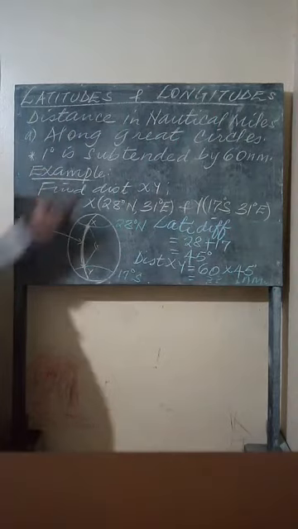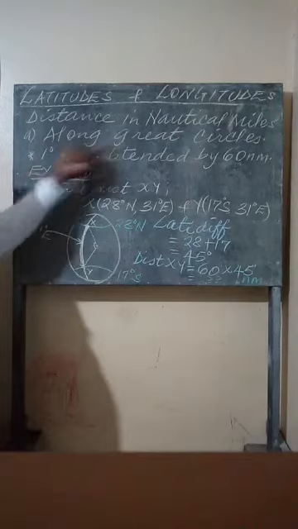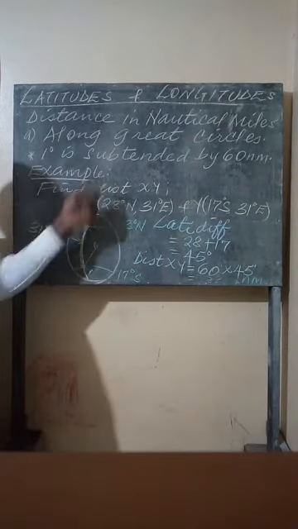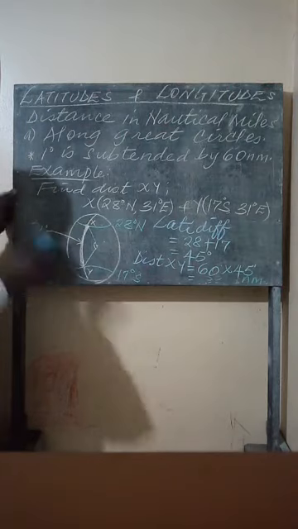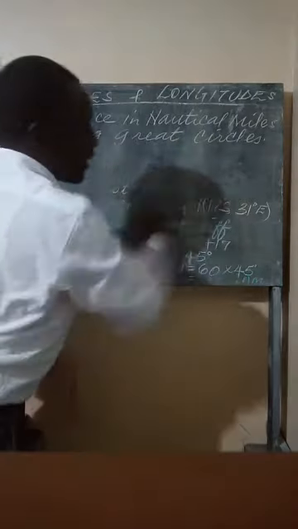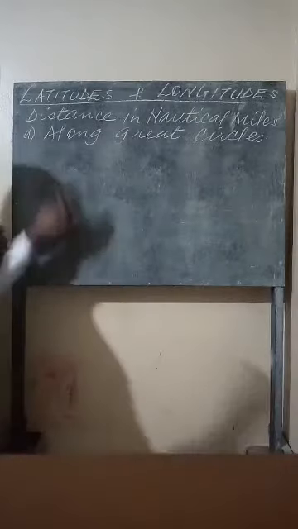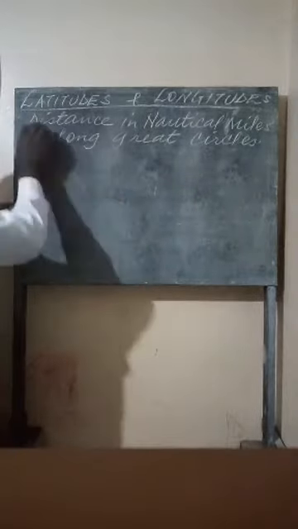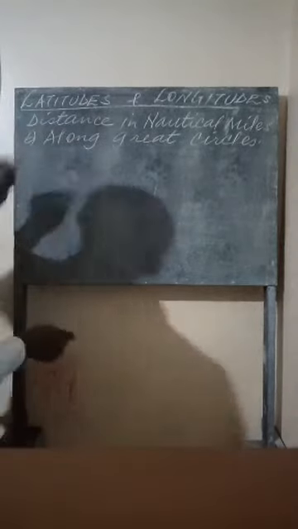So that is simply how we calculate distances along great circles in nautical miles, whether they are talking about the equator or the longitudes. At the tail end of this, we are going to get a combined exercise. So we are talking about great circles, then next we'll go to small circles in nautical miles. So along small circles.